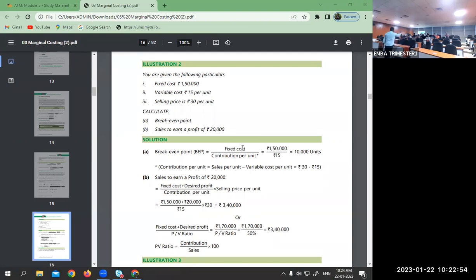In this question, that amount of profit is nothing but how much? 20,000. This company wants to earn 20,000 rupees profit. So how much should be their contribution? If I want to earn a profit of 20,000, where my company has a fixed cost of rupees 1,50,000, how much should my contribution be?